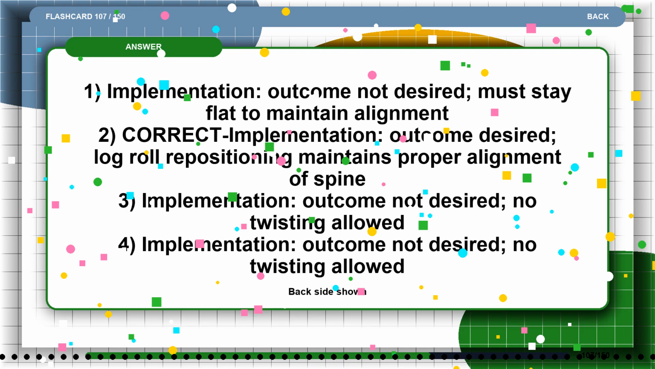The answer is 2. Implementation. 1. Outcome not desired. Must stay flat to maintain alignment. 2. Correct implementation. Outcome desired. Log roll repositioning maintains proper alignment of spine. 3. Implementation. Outcome not desired. No twisting allowed. 4. Implementation. Outcome not desired. No twisting allowed.